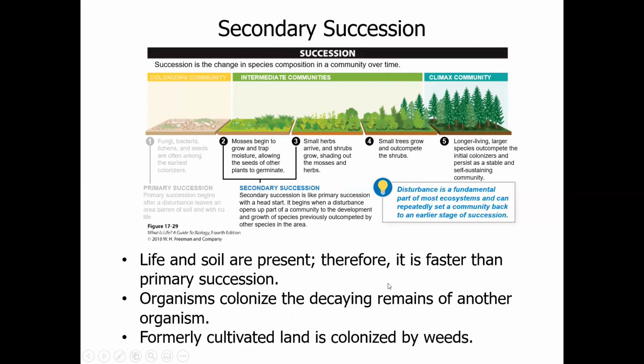With secondary succession, ultimately, following the disturbance, you may have dead organisms or dead organic matter, and ultimately those decaying remains are going to feed into the soil to help keep it fertile.